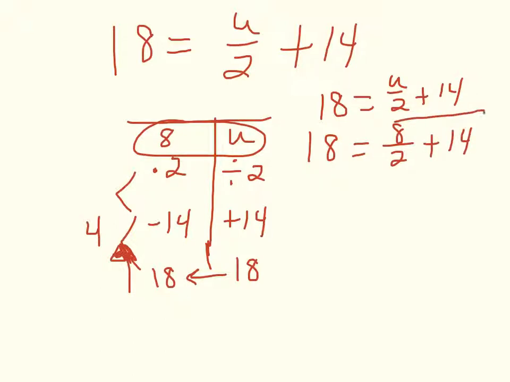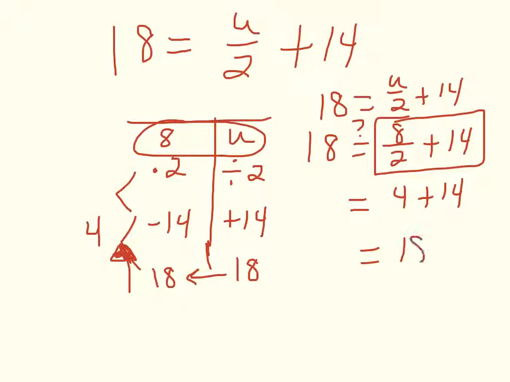So on this side of the equation we have to apply the order of operations, and that says that we need to do the division first. So 8 divided by 2, that will give me 4. And the last step in order of operations is to add. 4 plus 14 gives us 18, and that's exactly what we needed. Alright, let's try another one.